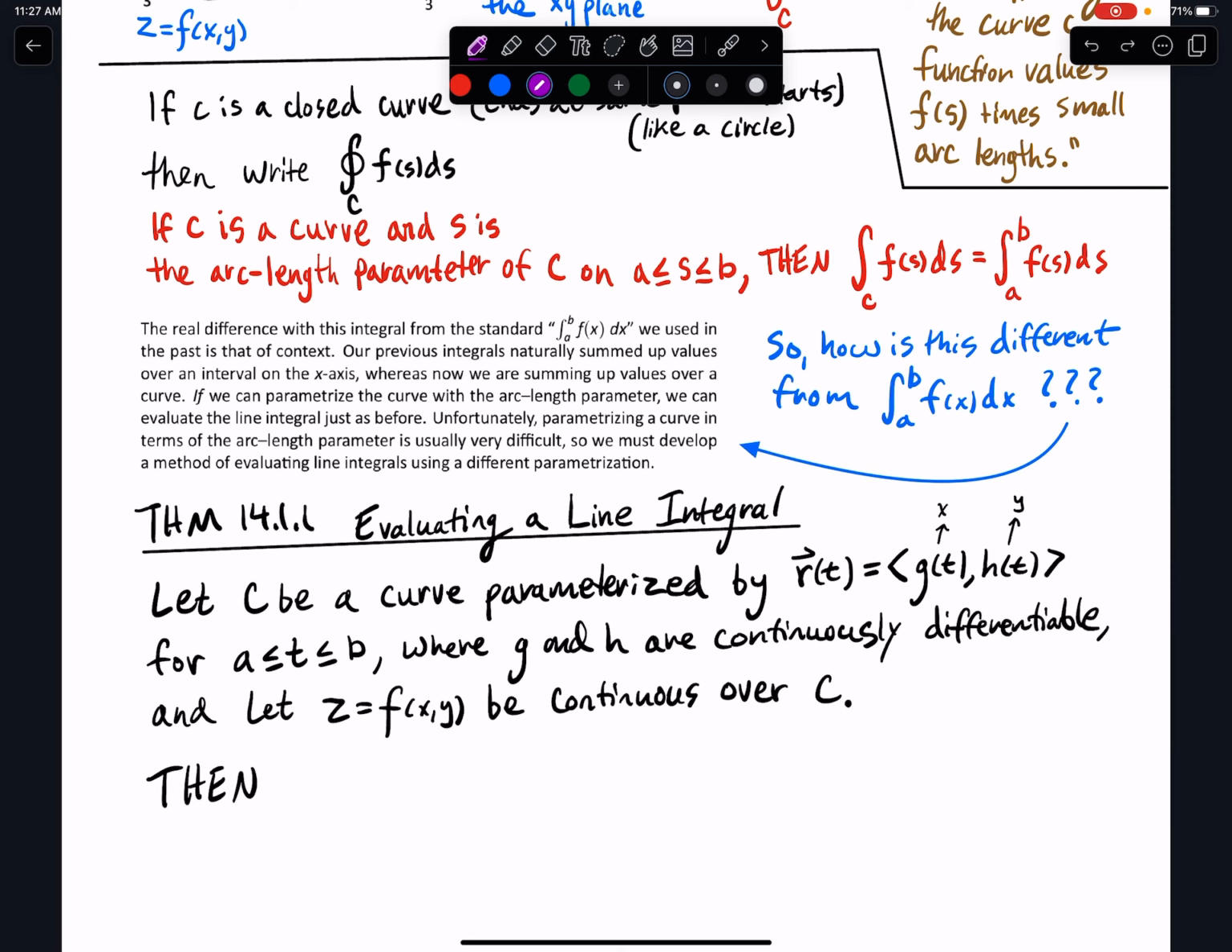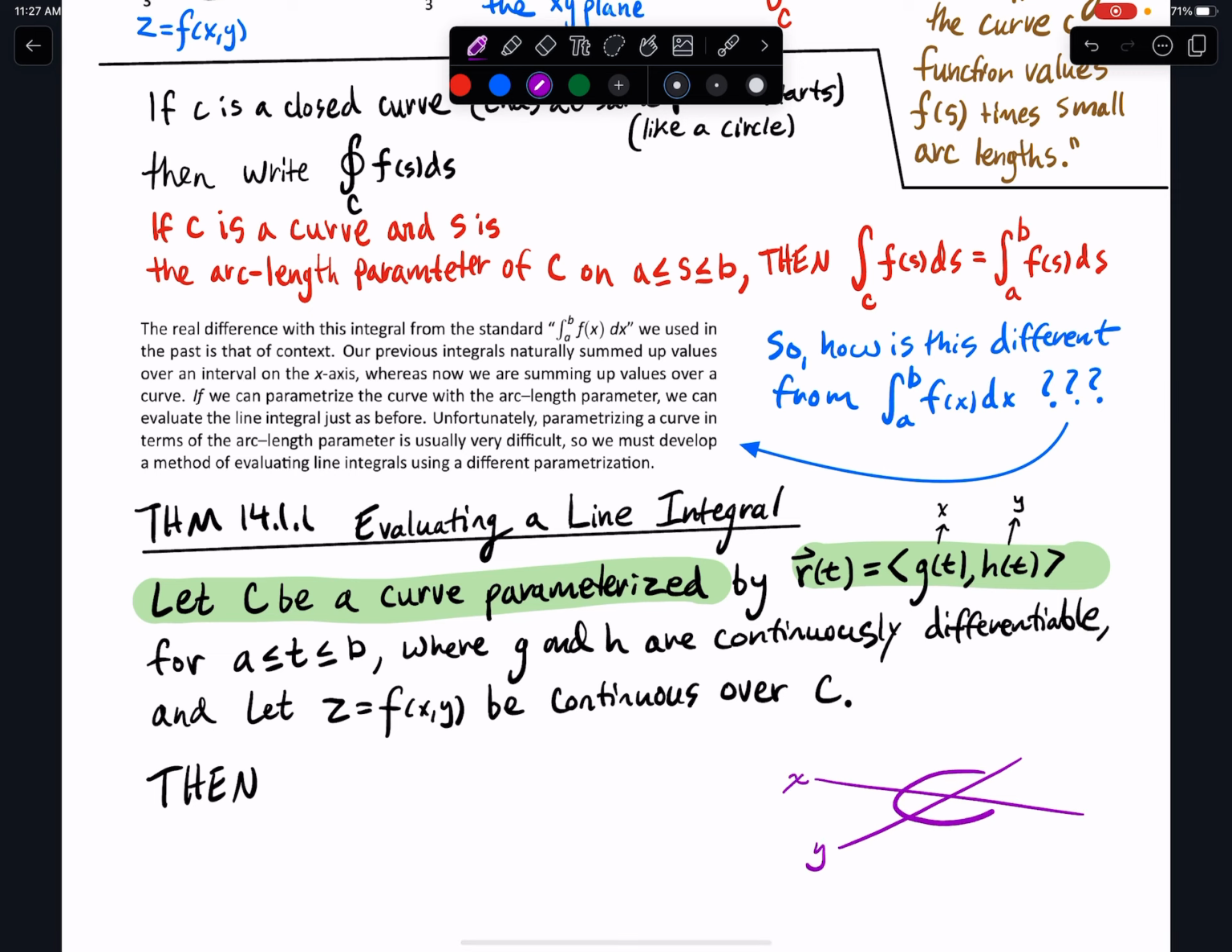If that is the case, and we can parameterize C with a function, for example, if I had in the xy plane the unit circle, how would I parameterize that in the xy plane? r of t would look like what? It'd be cosine t, comma sine t. Okay?